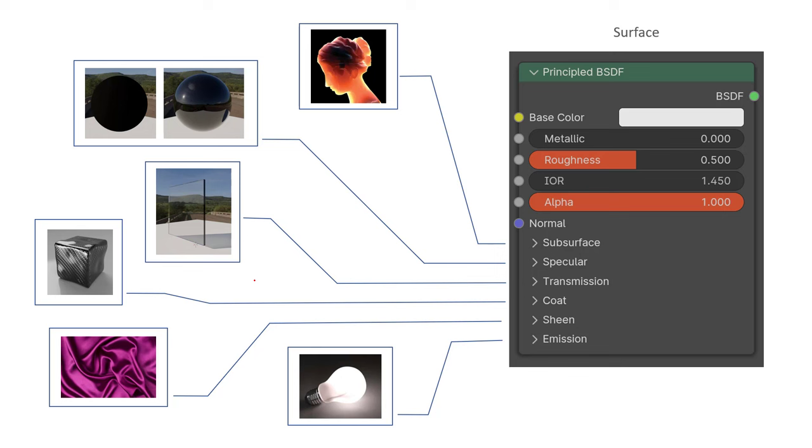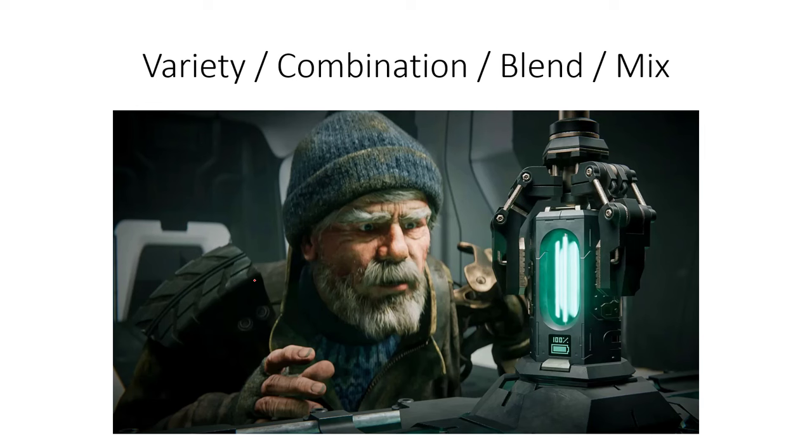The secret to create great materials is using all of these techniques in combination, by combining different features of a material. In order to create great materials, you need variety. You need a combination of all of these features. You need blending and mixing different features of a material. This is how you create amazing materials.